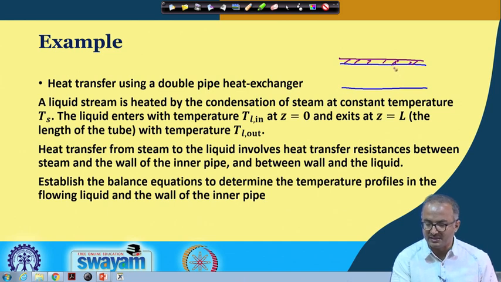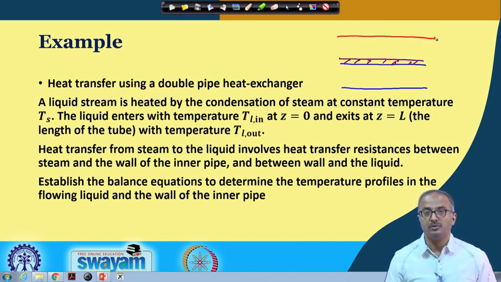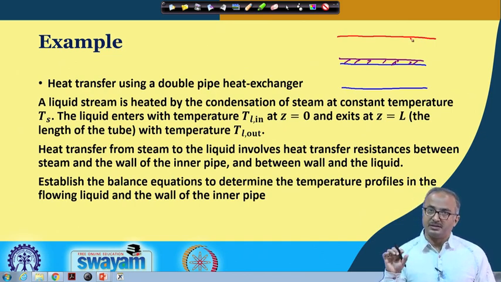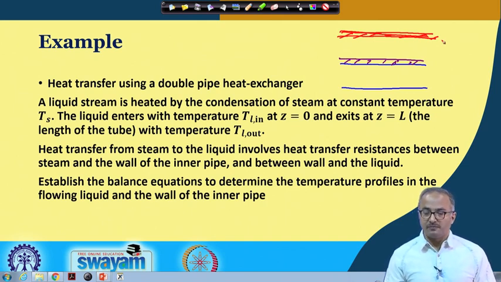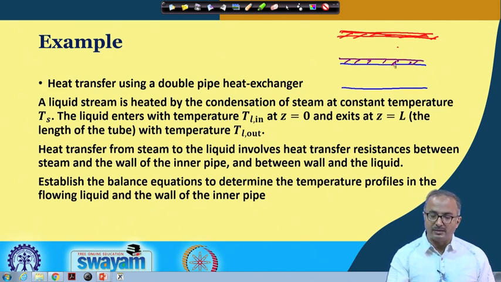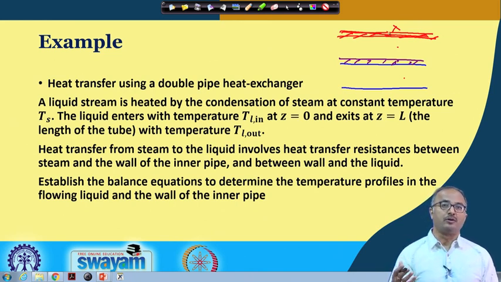I am drawing on one side, the same thing will be repeated on the lower side also, and here I am drawing the outer tube. The outer tube will also have some wall thickness. This shaded portion is the wall. Now we are considering only the heat transfer between the outer tube and the inner tube, so we are neglecting the heat transfer over here. We are not concerned with the wall of the outer tube.